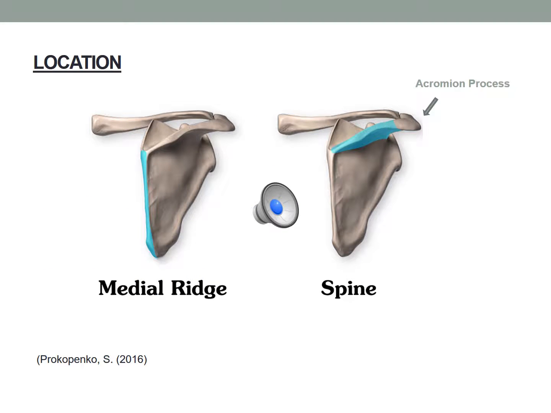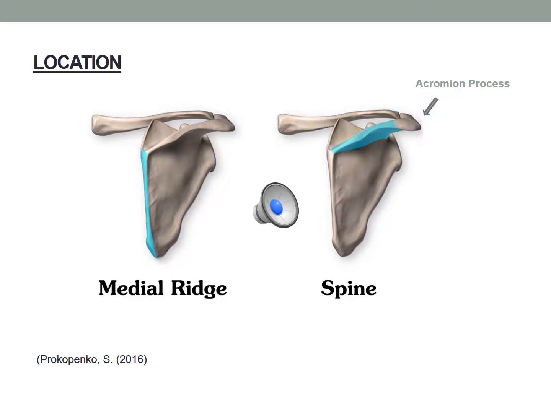Here we have a posterior view of the scapula. The spine of the scapula is highlighted on the right image and is intermediate to the medial and lateral borders of the scapula. It is a protruding, bony landmark located on the posterior aspect of the scapula.